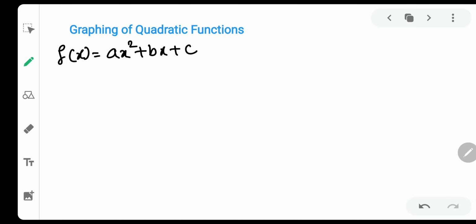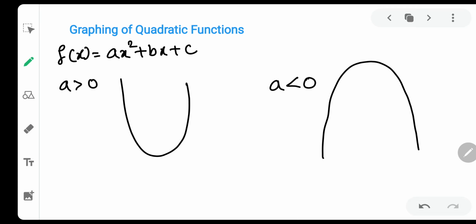Now there is one simple thing which you all know. If a is greater than 0, then the graph looks like this. And if a is less than 0, then the graph looks like this. These are the two very important things you should know.